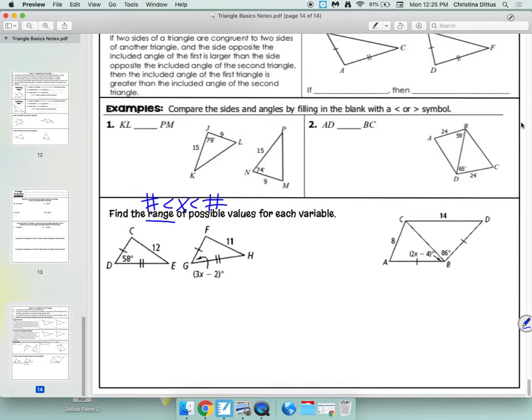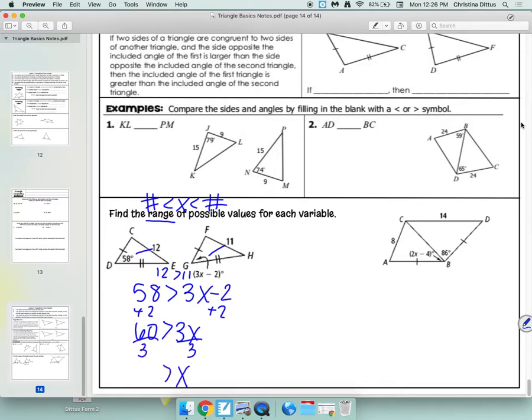Okay, so you'll notice in these two triangles, I got sides that match, and then I have my other sides that don't match. I have one that's 12 and one that's 11. Which number is bigger? 12 is bigger. So which angle has to be bigger, the 58 or the 3x minus 2? 58, because the 12 is bigger. So 58 has to be bigger than 3x minus 2. To solve, add 2. You get 60 is bigger than 3x. And divide by 3. You get x is less than 20.